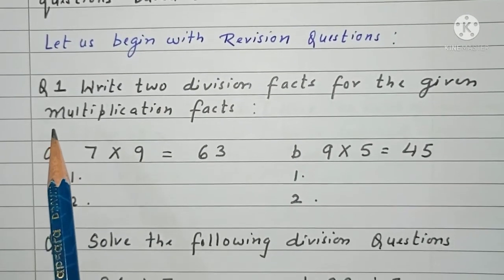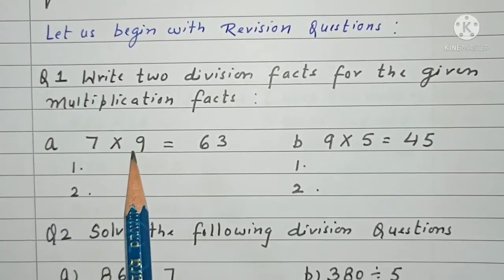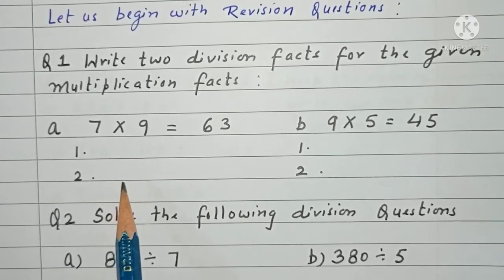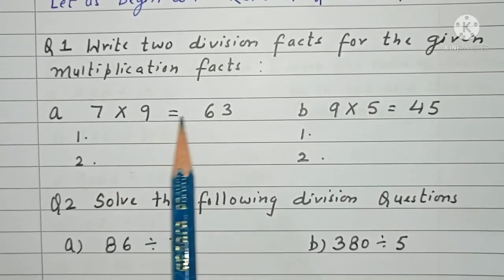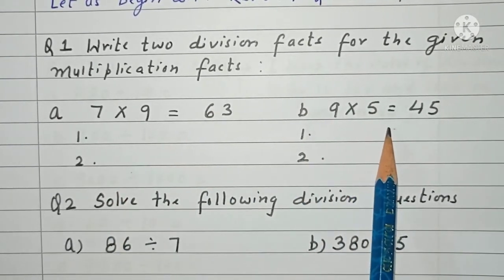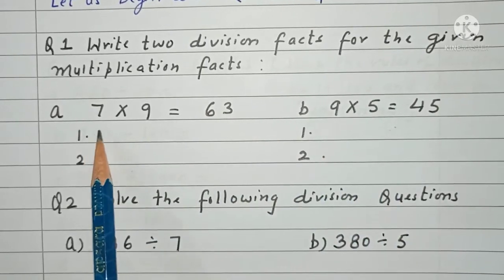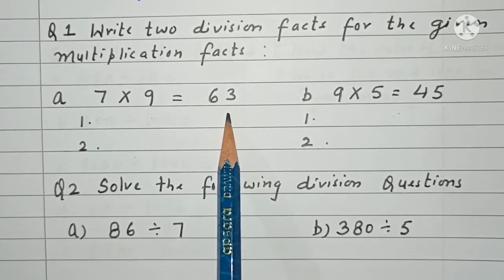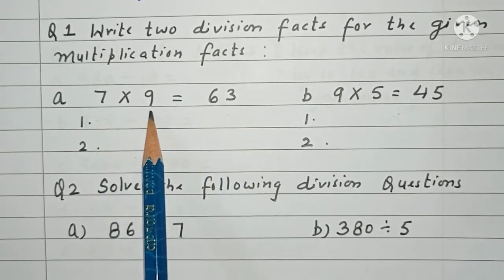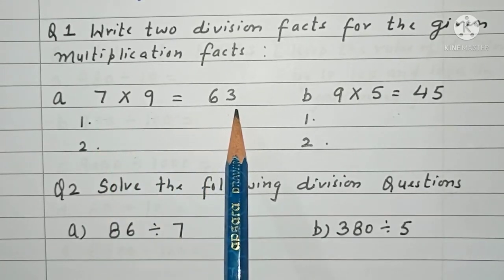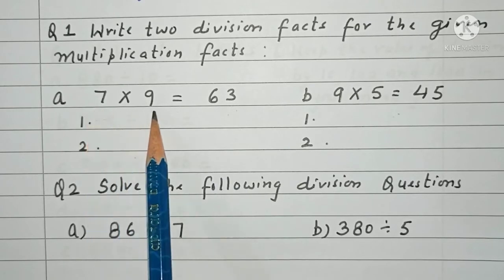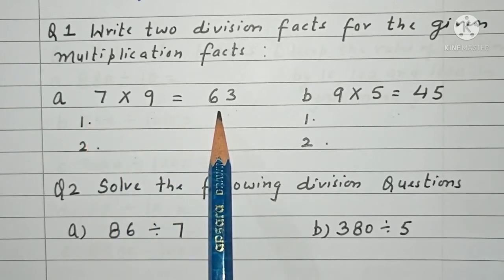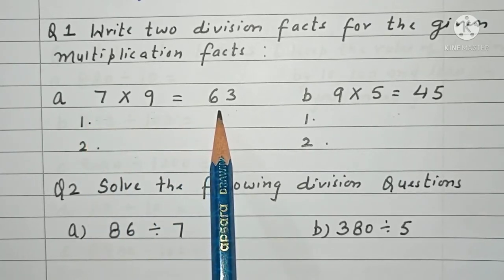In question number 1, as you can see, we have to write down two division facts for the given multiplication facts. Now what is a multiplication fact? When two numbers are multiplied and the product is given to you. For example, 7 into 9 is equal to 63. That means the product of 7 and 9 is given to us as 63. This is a multiplication fact.